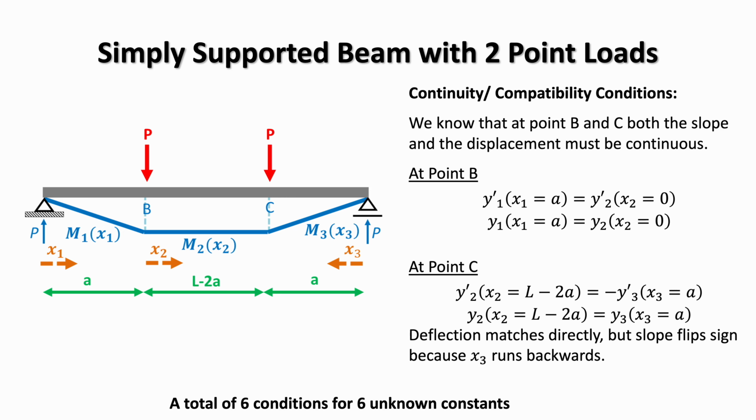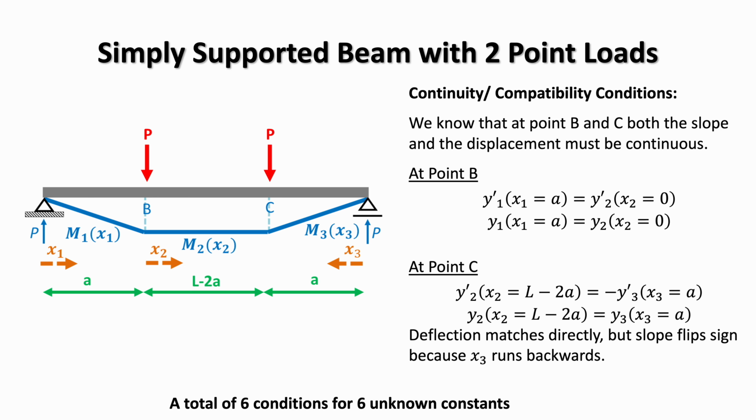We can now move on to point C, which connects regions 2 and 3. The deflection again matches directly across the point, so we have that y2 when x2 equals L minus 2a has to equal y3 when x3 equals a. For the slope at point C, we need to be careful with the sign. The local coordinate system, x3 in region 3, runs in the opposite direction to x2, so the physical slope is the same, but the mathematical expression will have an opposite sign, and this gives the condition the slope at 2 when x2 equals L minus 2a has to equal minus the slope at 3 when x3 equals a.